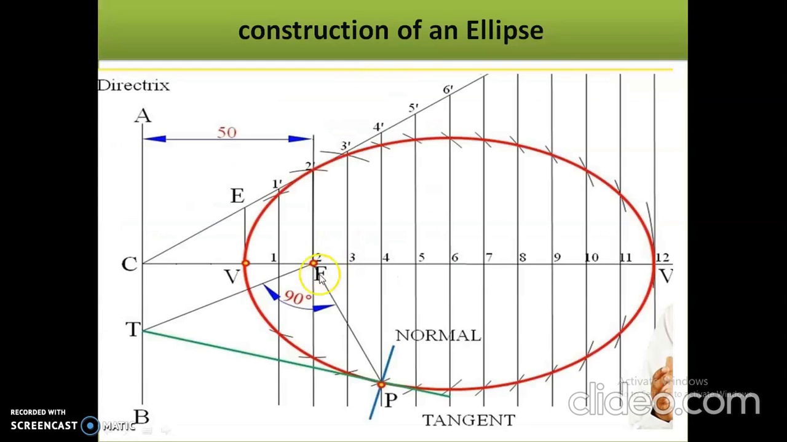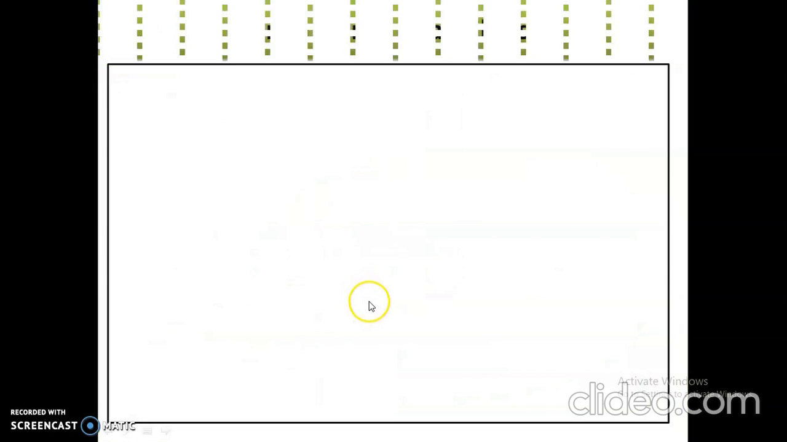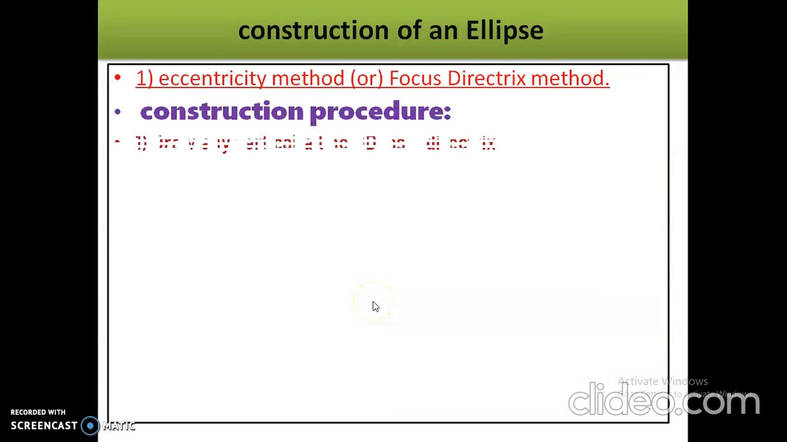Once again, see here. This is CF, and we have to divide this CF into 5 equal parts. From here to this point, first point, second point, third point, fourth point, and fifth point. Why do we have to divide the CF into 5 equal parts? Because the eccentricity value is given as 2 by 3, so the sum of the numerator and denominator is 5. I hope you understand.